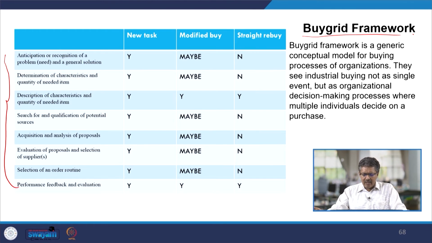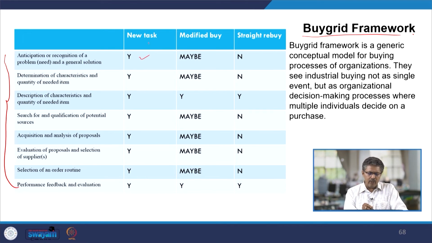Now, organizations will have to look at every point, for example, the anticipation or recognition of a problem, and what happens in a new task, a modified buy, or a straight rebuy. If you look at this whole holistic model, you can see that recognition of a problem is obviously required in case of a new task, but in a modified buy it might not be, and it is not required in a straight rebuy because it is a routine task. Similarly, the quantity of the needed item, to determine how much is needed, is also required.